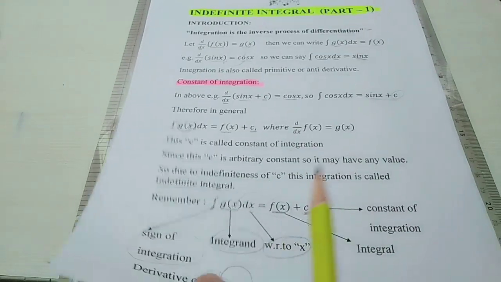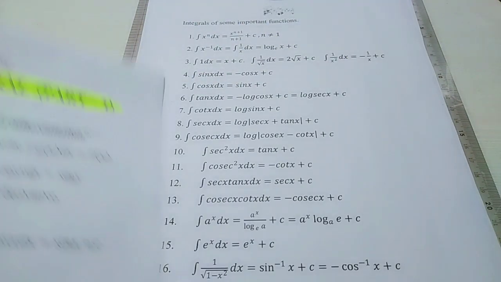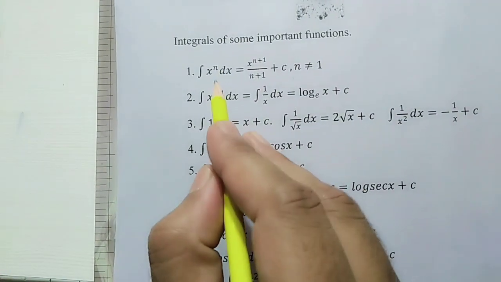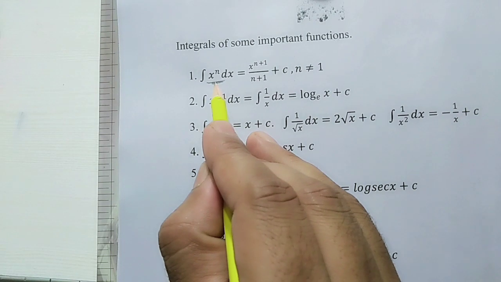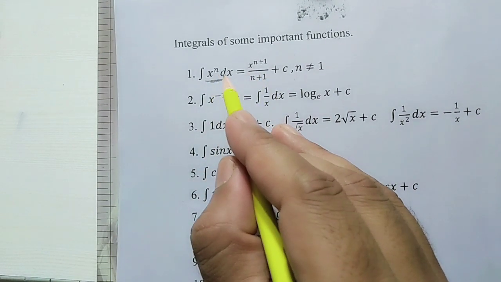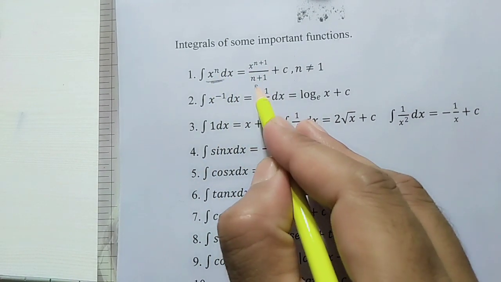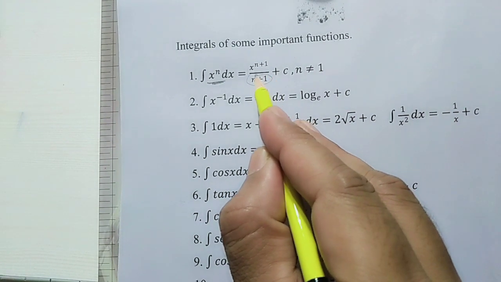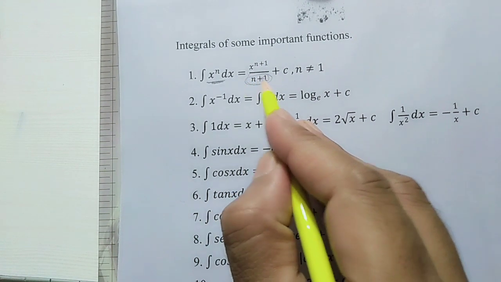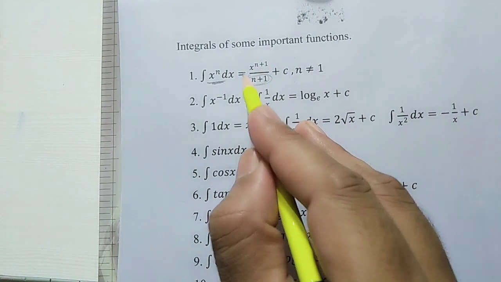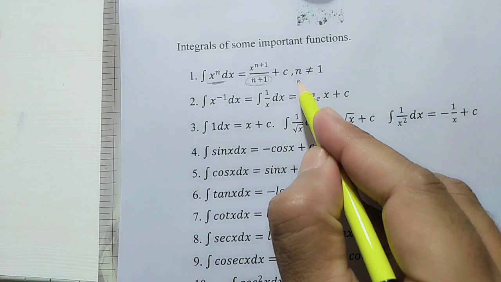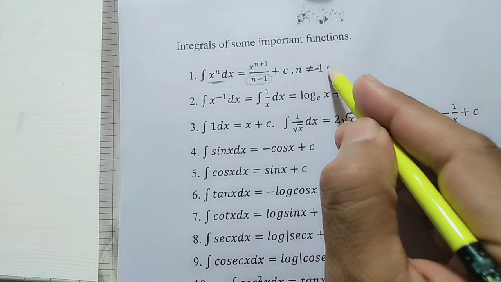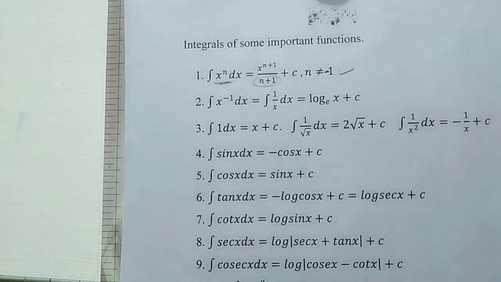Now you have to remember a few formulas. This is the algebraic function, the integral of x to the power n dx. The formula for the integral of x to the power n dx will be x to the power n plus 1 upon n plus 1. If I put n equal to minus 1, the denominator will become 0 and the whole thing will be undefined. So I cannot take n equal to minus 1.